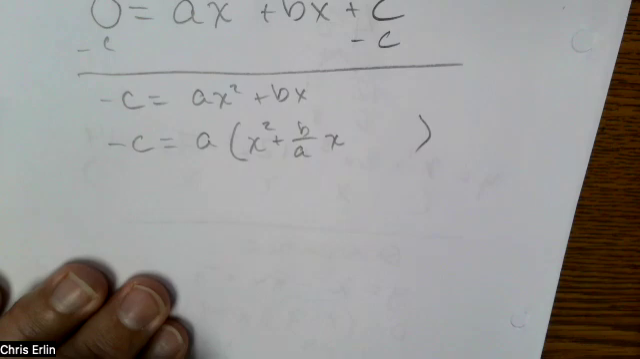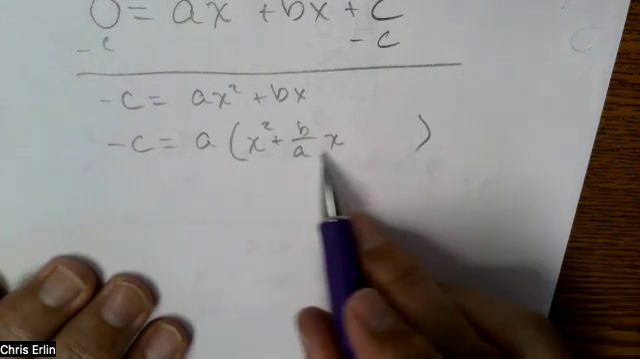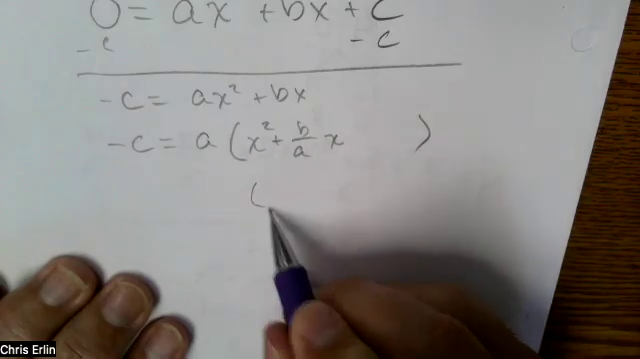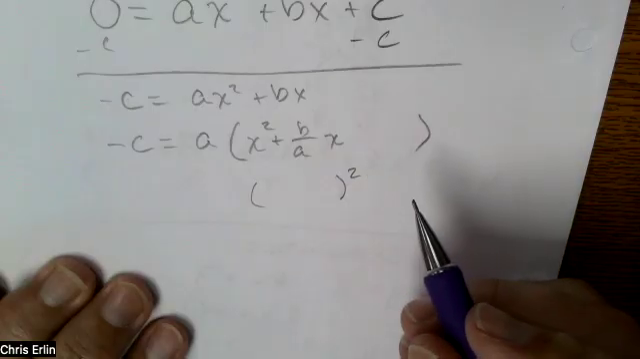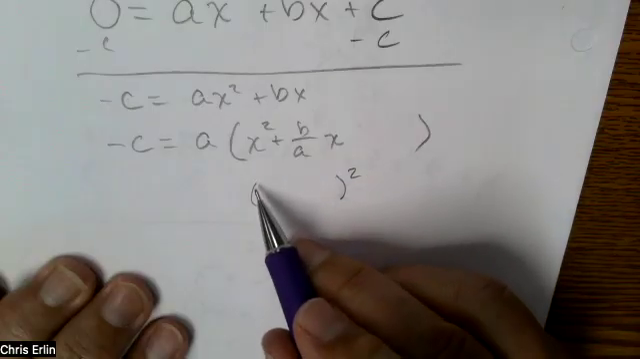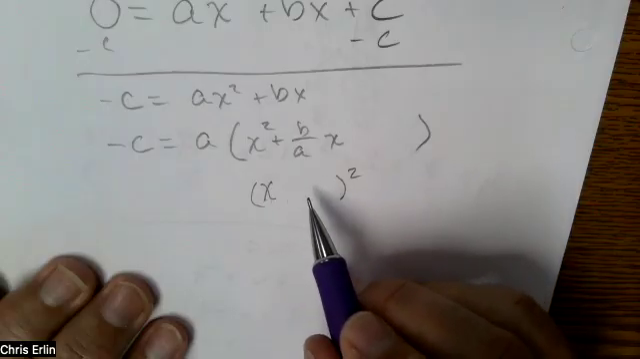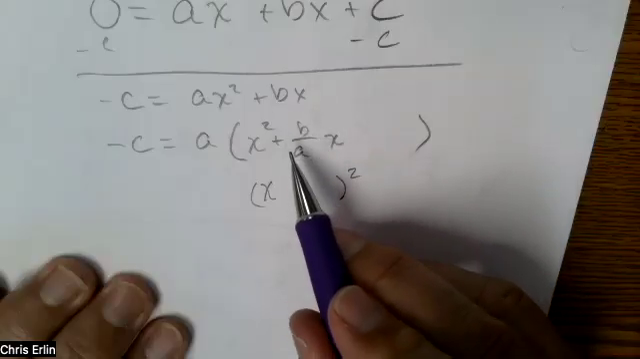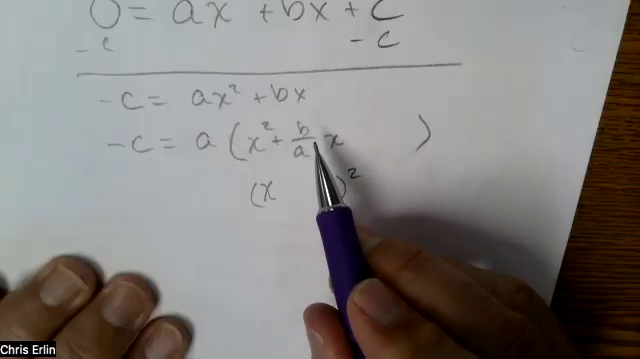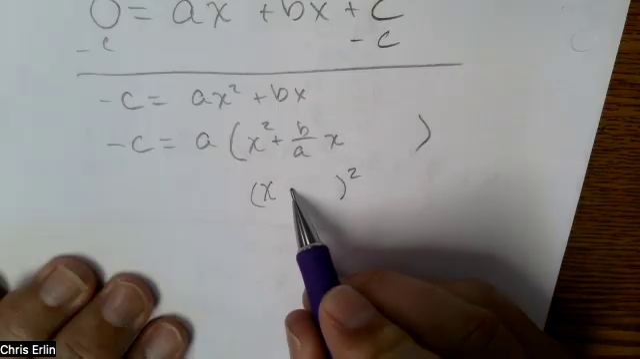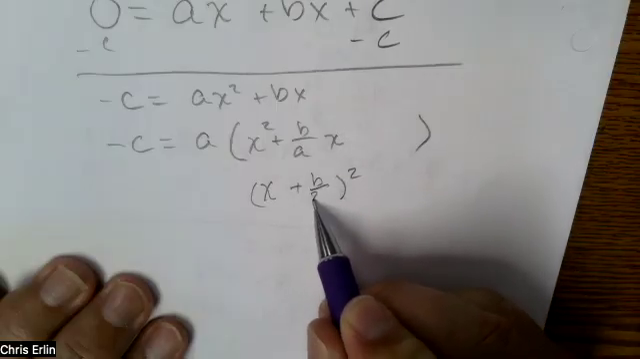Right? I pulled an a out of both terms. Now I want to express this quadratic trinomial, it's a binomial now, as a perfect square. What's the first term going to be? X. How do I find the second term? Half of this. What's half of b over a? Excellent. Plus b over 2a.